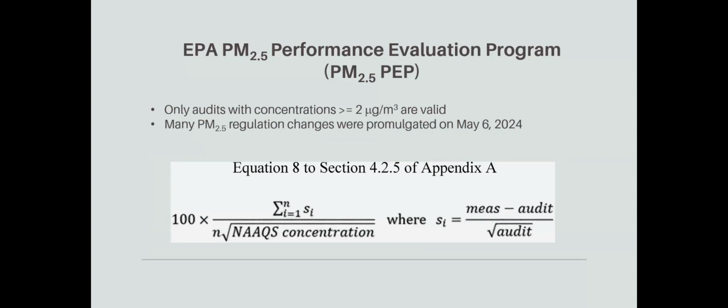Audits for this type are only valid if the 24-hour concentrations are equal to or greater than 2 micrograms per cubic meter. And this is the equation that's used to determine whether or not the audit passes. This is not on a case by case basis. This is aggregating all the audits that are conducted on an annual basis to do this calculation. Now, if this calculation looks really weird, it's because it is, and it's actually brand new. It's one of the many PM 2.5 regulations that were promulgated on May 6th, which includes lowering the NAAQS for PM 2.5.